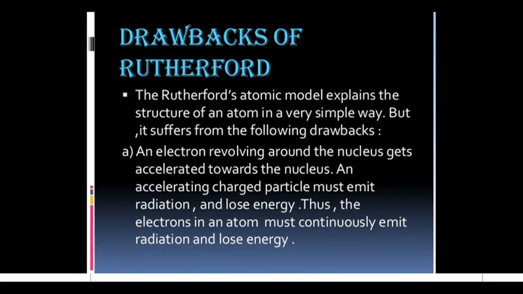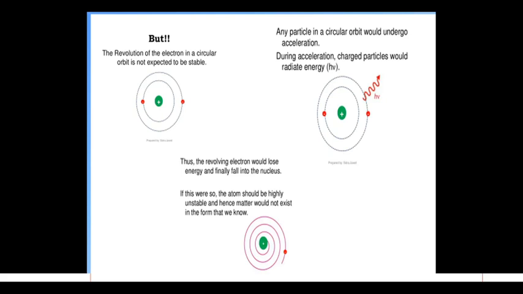So in Rutherford's atom model, he was saying that the electrons are revolving around the nucleus. Since electrons are charged particles, when they get accelerated, they will emit radiation and will lose energy. So the electrons in an atom must continuously emit radiation and lose energy. So what happens to such an electron which loses its energy?